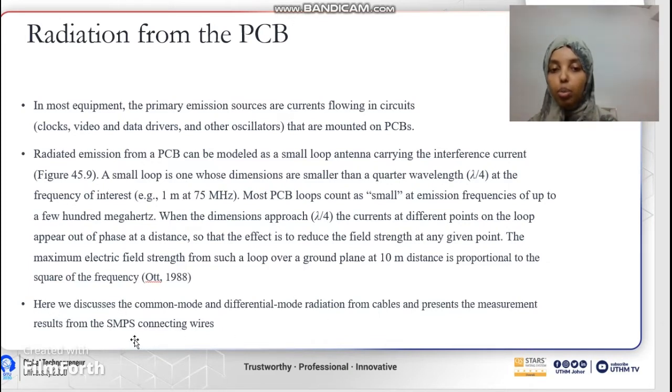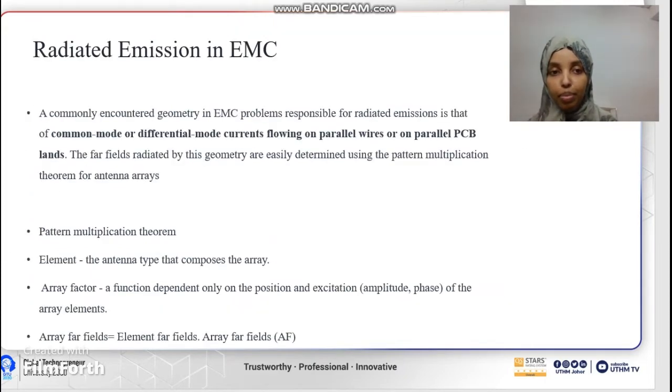Here we discuss the common mode and differential mode radiation from cables and present the measurement results from the SMPS connecting wires. Radiated emission in EMC: a commonly encountered geometry in EMC problems responsible for radiated emission is that of a common mode or differential mode current flowing on parallel wires or on parallel PCB lines. The far fields radiated by this geometry are easily determined using the pattern multiplication theorem for antenna arrays.